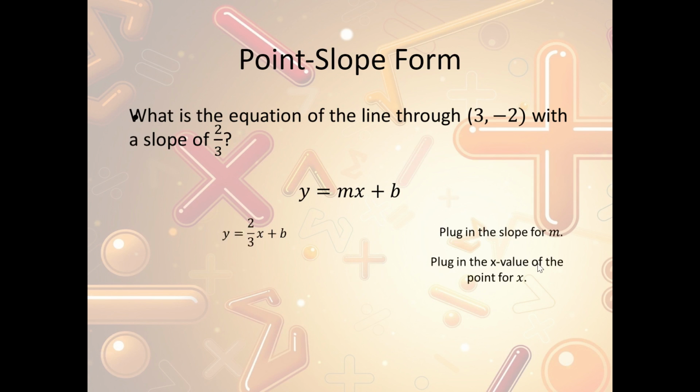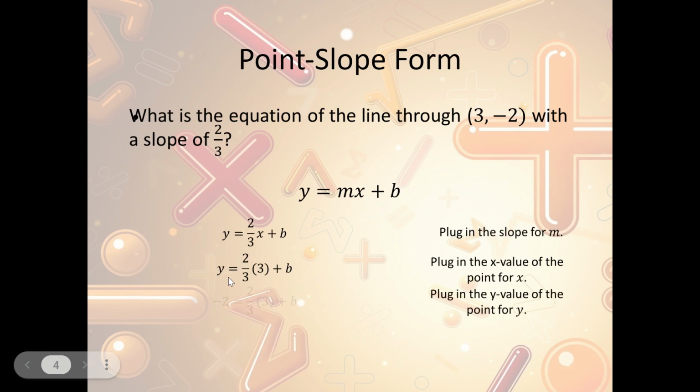Then we'll plug in the x value of the point we know. Well, the x value is 3, so we plug that in for x. And then we plug in the y value for y, which in this case is -2, so we plug that in for y. And we get -2 is equal to 2/3 times 3 plus b. Now we can solve for b. Well, we get 2/3 times 3, which when we multiply this out, we get 6/3, which is the same thing as 2. So we got -2 is equal to 2 plus b.